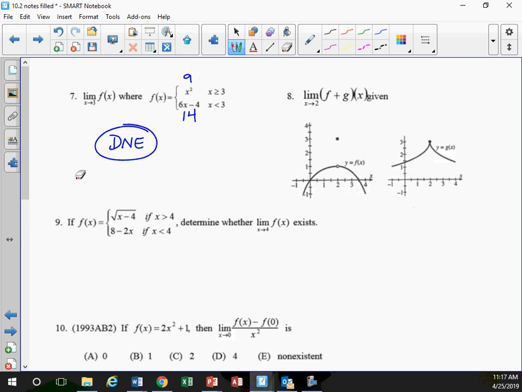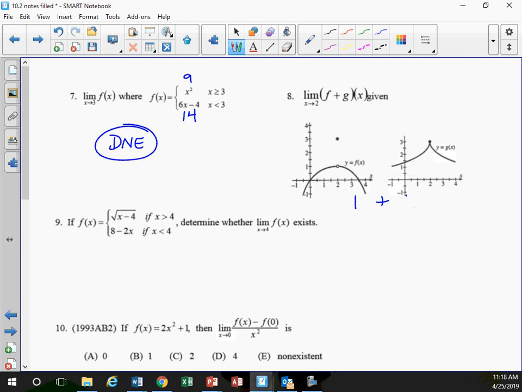Okay. All right, number 8. So now I want to know the limit as x approaches 2 of f plus g of x, and I gave you 2 graphs. All you have to do is find the limit for each of them individually as x approaches 2 and add them together. So it looks much worse than it is. So in that first graph, what is the limit as x approaches 2? 1. Are you all okay with the dot meaning nothing to you right now? Okay, so this is 1 plus, what's the limit at 2 for the second one?